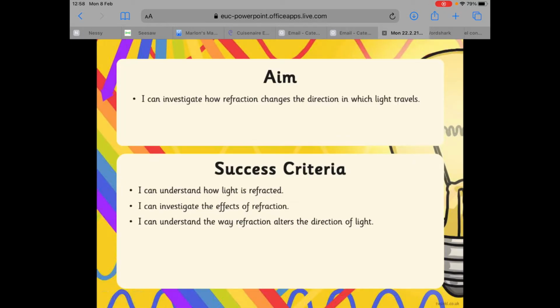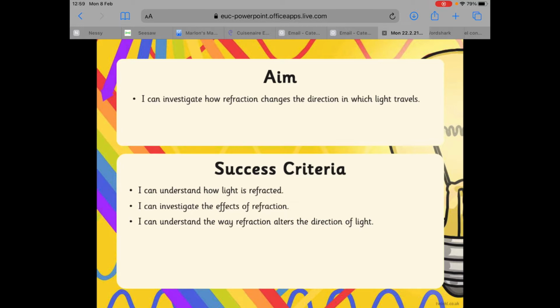So the aim of this lesson is to investigate how refraction changes the direction in which light travels, which you saw from that picture at the beginning. So to be successful, you'll be able to understand how light is refracted. You can investigate the effects of refraction, and you can understand the way that refraction alters the direction of light.